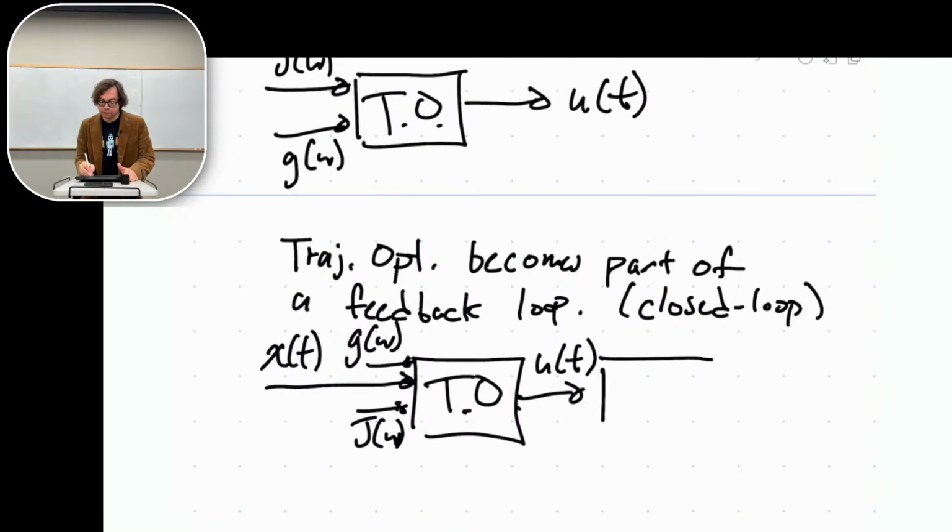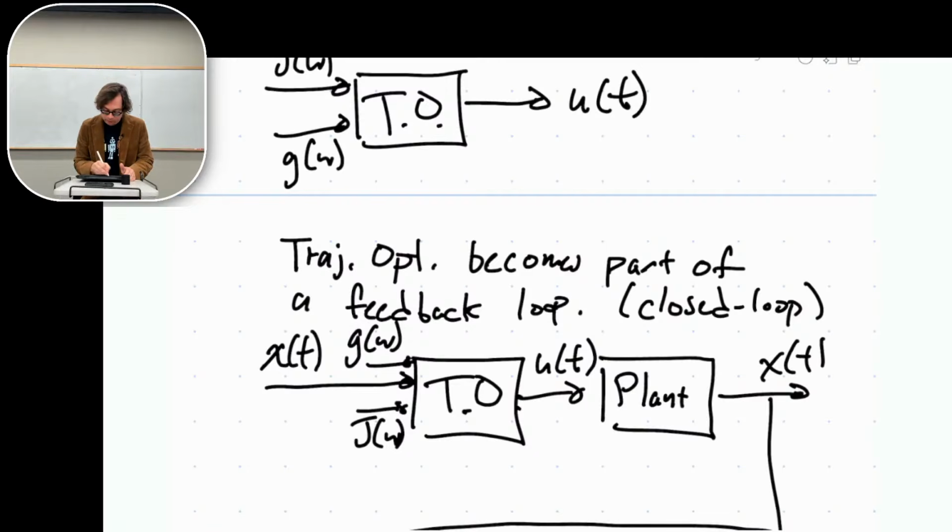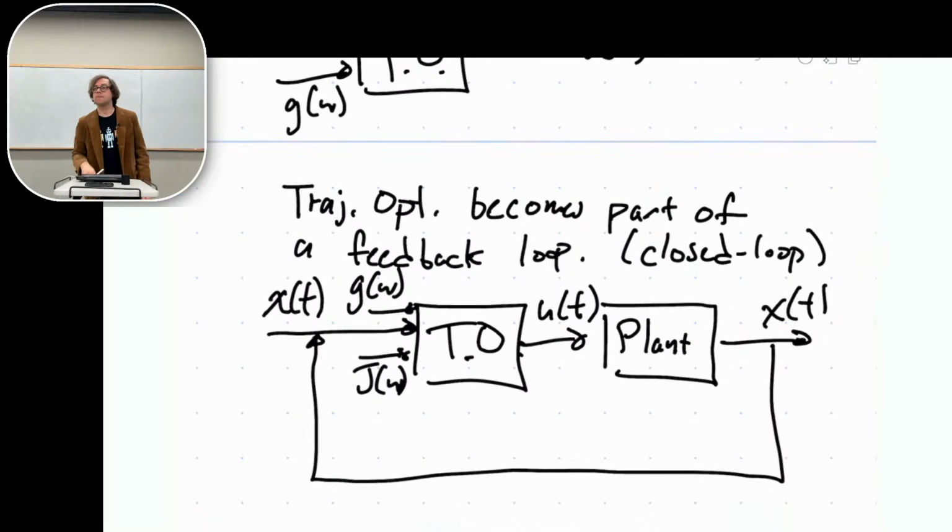Then it goes into your physical system, which you'll recall from our early lectures was called our plant. That's the physical system. It's a fancy word for it. Just recall that from the early lectures. And then out comes whatever state you have. But then you measure it and loop it right back around. Okay? That's your feedback loop.